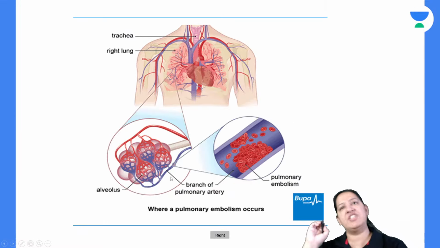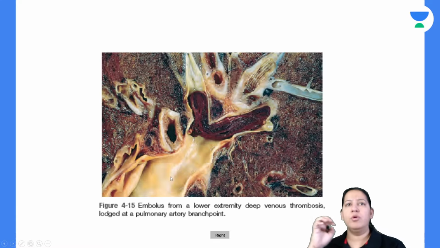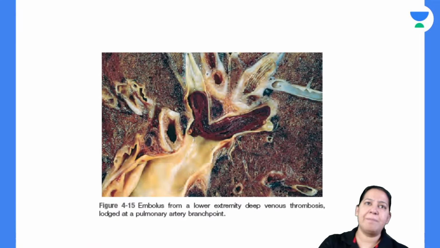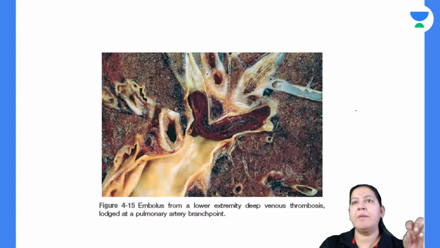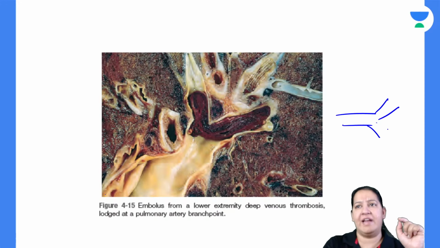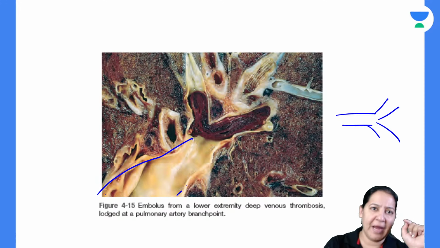That is my point of teaching here. Again and again, I am showing you the same thing. Can you see this is a pulmonary artery? Please appreciate this is a pulmonary artery. The main pulmonary artery is bifurcated into right and left. This is right and this is left.